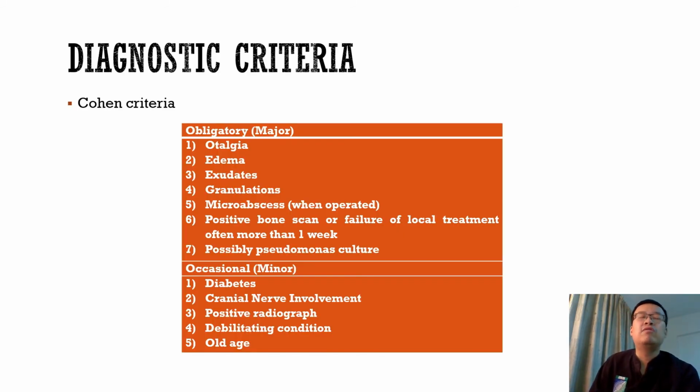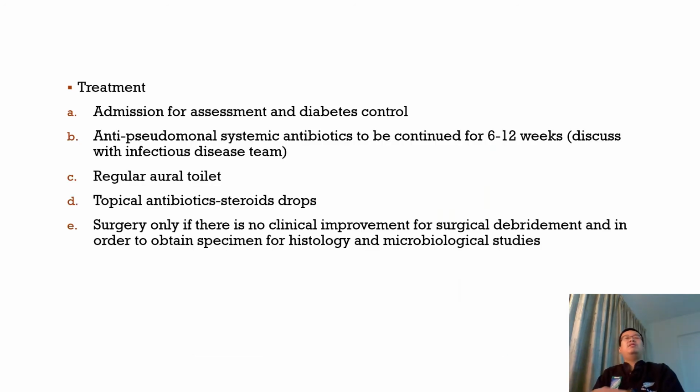This is the diagnostic criteria, called Cohen's criteria. This is how we diagnose and differentiate it from a severe acute otitis externa. Now, you give the patient anti-pseudomonal systemic antibiotics for 6 to 12 weeks: ciprofloxacin, ceftazidime. These are some of the antibiotics that are anti-pseudomonal. Admission for assessment and for control of diabetes. You need to regularly toilet the ear and instill antibiotic steroid drops. Surgery is not required unless there's no improvement, and you need to debride the area, as well as send any specimens for microbiological or histological studies.